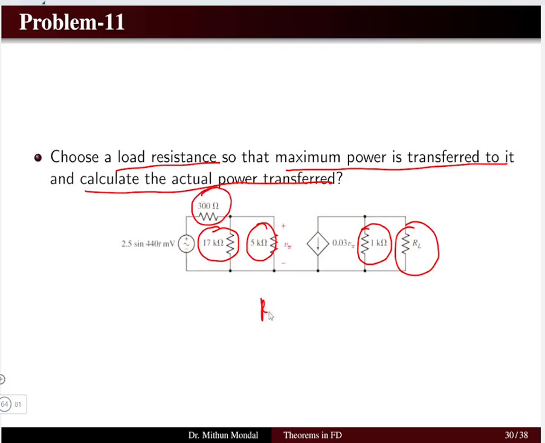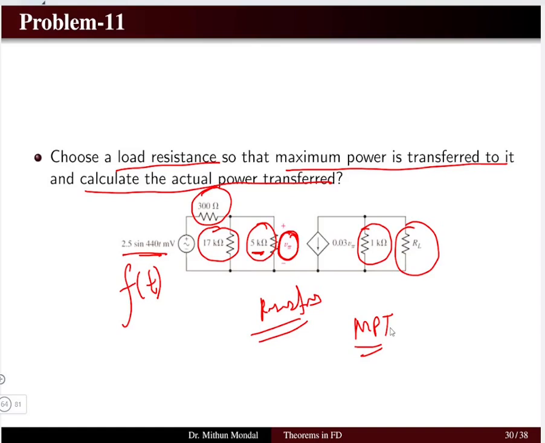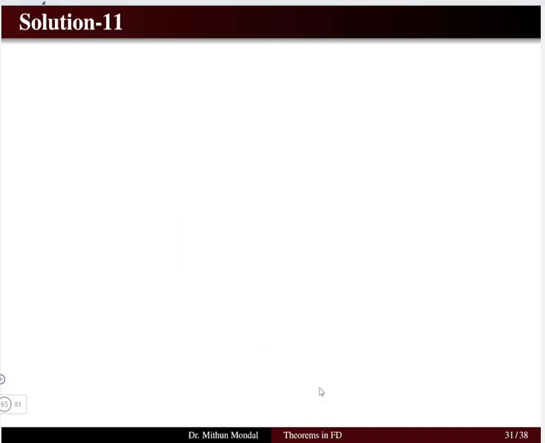So only resistors are there. There are no inductors and capacitors. But the source is basically a function of time t, which is 2.5 sine of 440t millivolt. And here the voltage is V pi, which is there across the 5 kilo ohm resistor. So let us see how to solve this problem if we apply the maximum power transfer theorem. Here knowingly I have not included any inductors and capacitors, but I want to show you the difference of what happens when the inductor and capacitor come in the next problem.